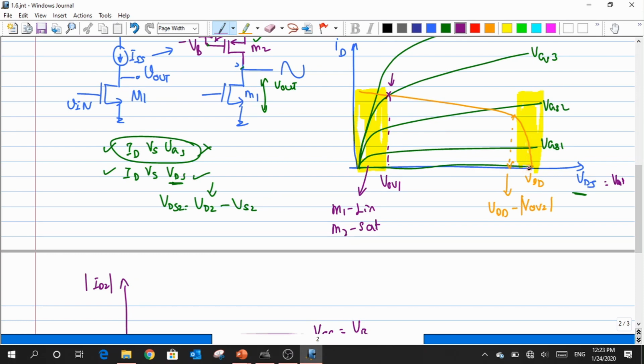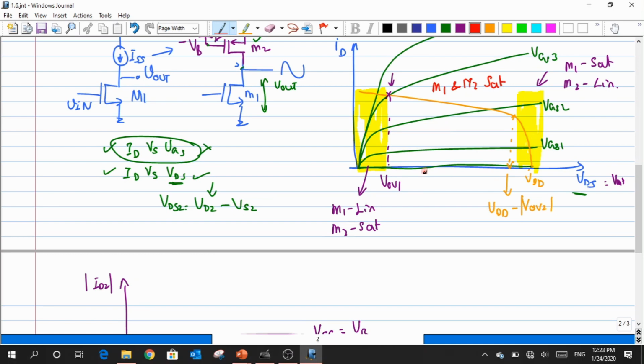So let us go for the other extreme. In this extreme, which region are my M1 and M2 in? M1 is in saturation, but what about my M2? Yeah, it is in the linear region. Are you clear with this? Now it is only this particular region where I can see that both of my M1 and M2 are in saturation. So I have to use this region in order to read out my VO max and VO minimum.